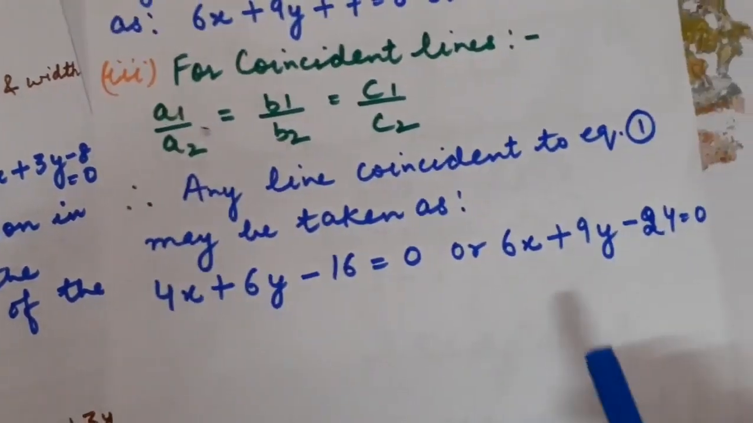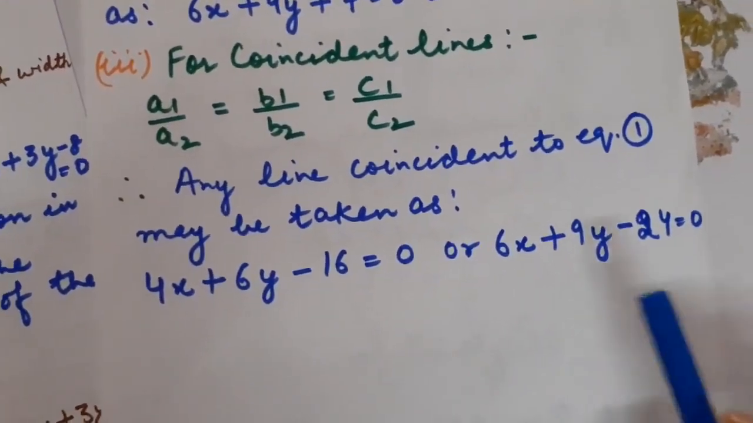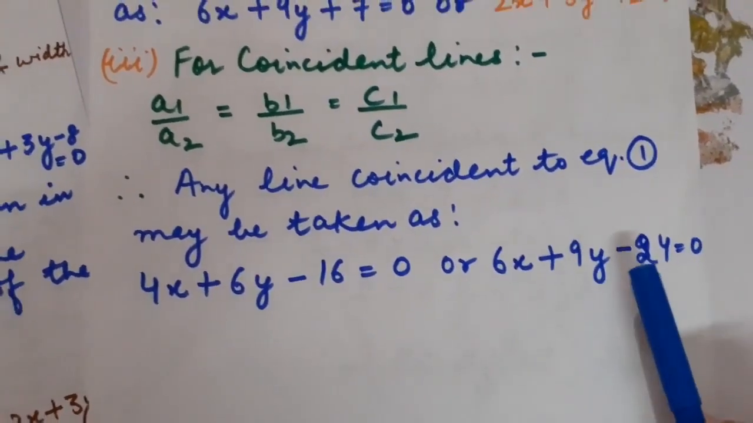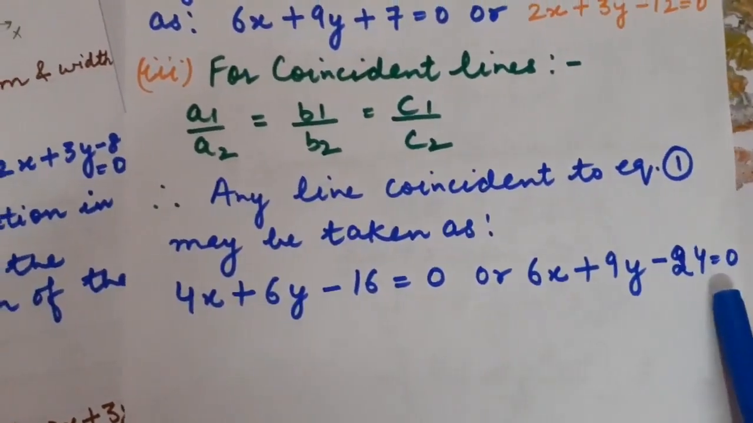Understood? You could even multiply it by 3 also. I have multiplied it by 3. So what have I got? 6x plus 9y minus 24 is equal to 0.